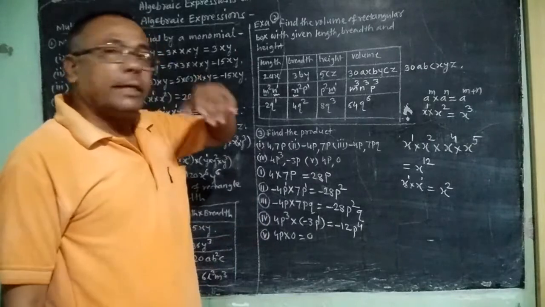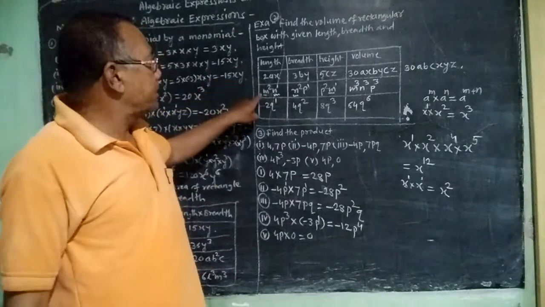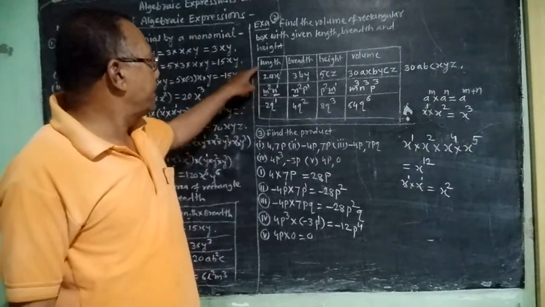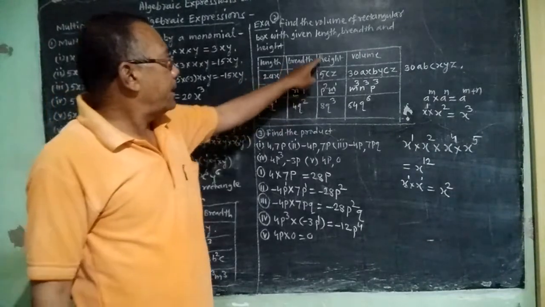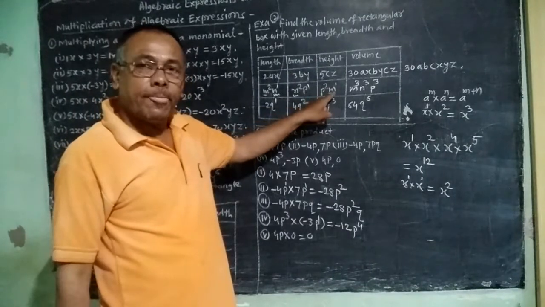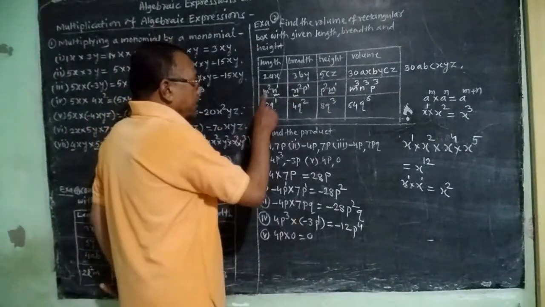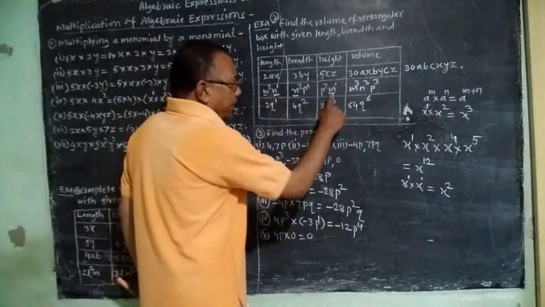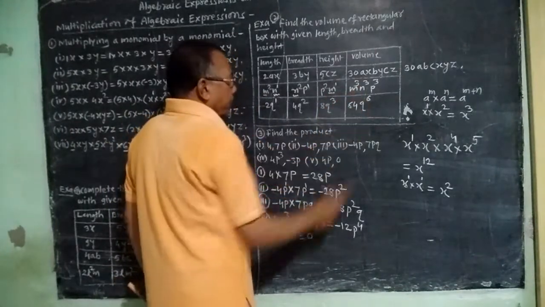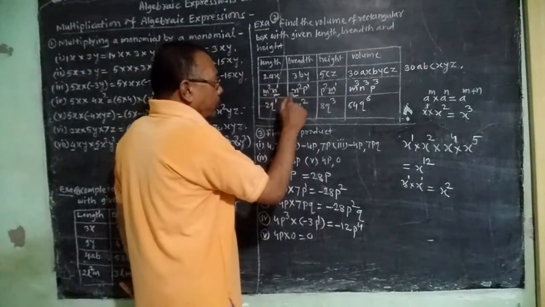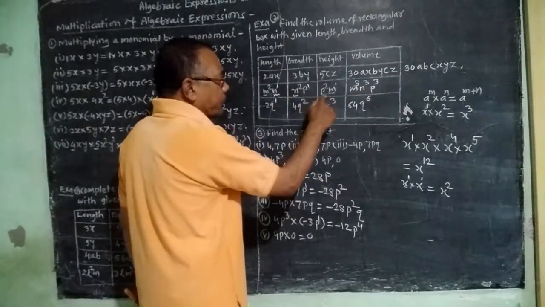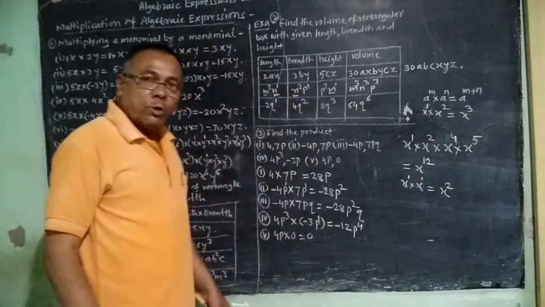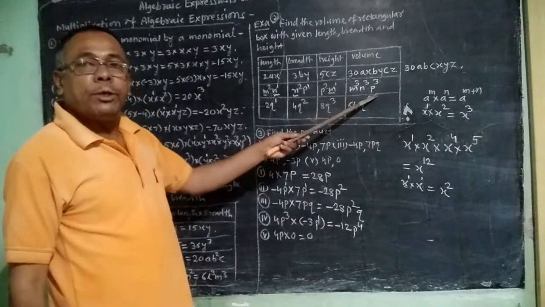Now the volume of the second box, having length m square n, breadth n square p, and height p square m. So here m square into m, that is m cube, then n into n square, again n cube, and p into p square, it will be p cube. So volume is m cube n cube p cube.